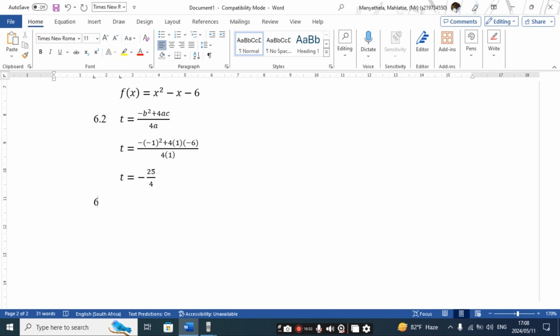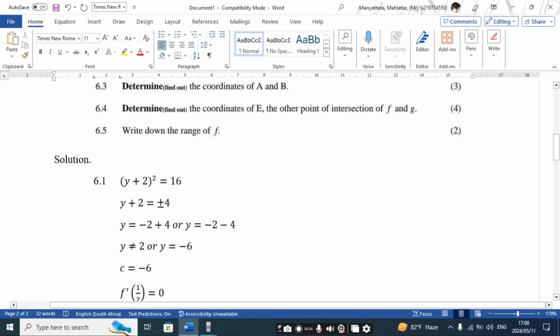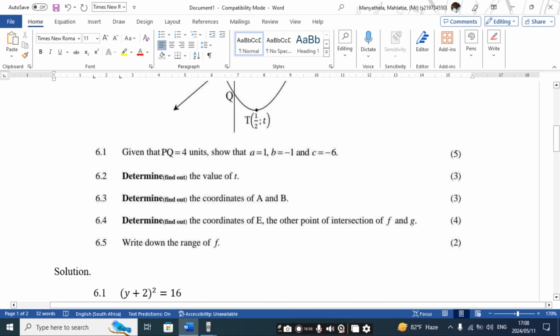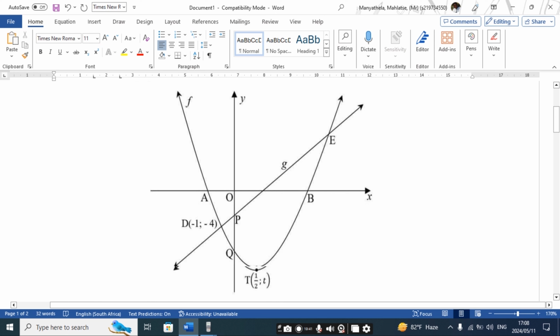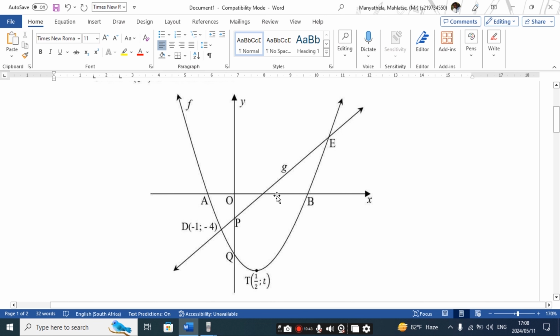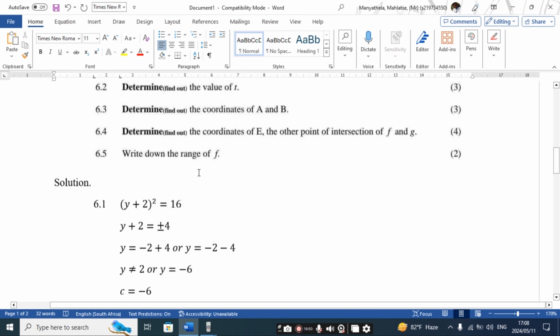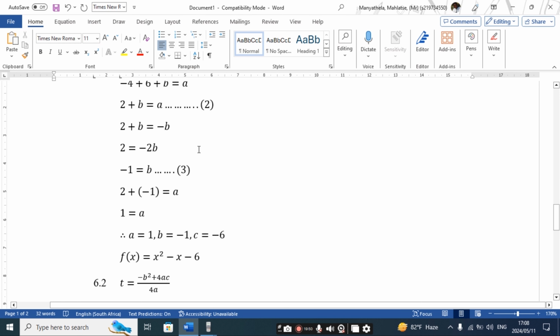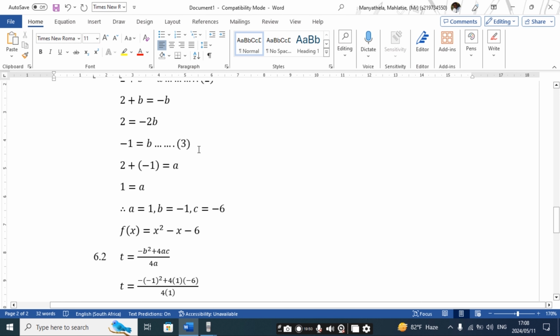Okay, let's go to the next question, which is 6.3. It says find out the coordinates of a and b. We can see that a and b are the x-intercepts of the quadratic graph. So we have the equation where we see f of x, we replace it by 0. Let me just copy the equation.